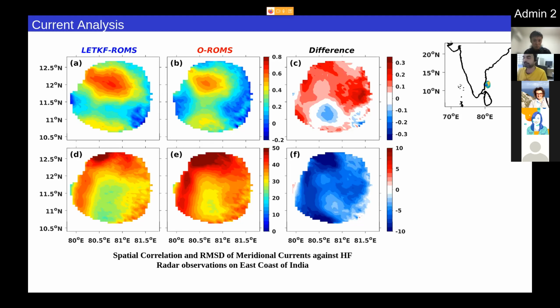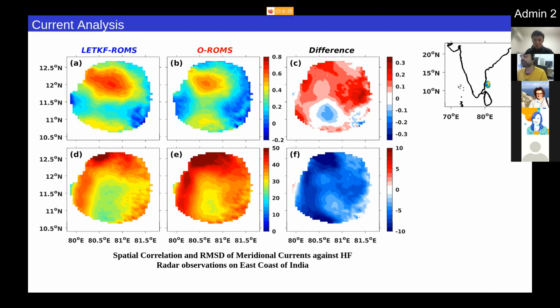measure the surface currents. So over that domain, we compared how a free run, denoted here by O ROMs, and LETKF ROMs fare. In the top panel, we show the correlation of the meridional current with the HF radar observation. The first one is for the LETKF ROMs, where we assimilate temperature, salinity, and SST. The second is for the free ROMs, where we do not assimilate anything. And the third one is the difference.